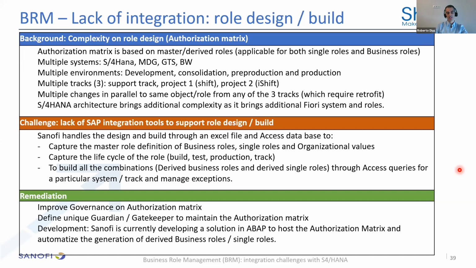In our environment, we have multiple systems like S/4HANA, MDG, GTS, and BW. We have multiple environments: development, consolidation, pre-production, and production. We have multiple tracks: support, project 1 and 2, with multiple changes in parallel to the same object or role from any of the three tracks. And of course, the S/4HANA architecture brings additional complexity because we have multiple roles. As you can imagine, managing this with an Excel file is very, very complex.